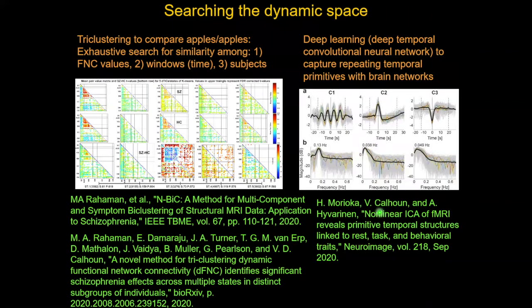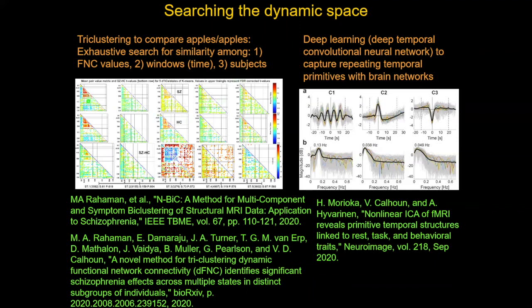You can also start to search the dynamic space a little bit more. So again, this is very high dimensional data. It's always a problem that we have. But this is just a quick teaser: we can cluster across the entire data set to find time points that are similar, pairs, connectivity values that are similar, subjects that are similar, and essentially try to compare apples to apples, right? So we kind of divide the data into these subsets.